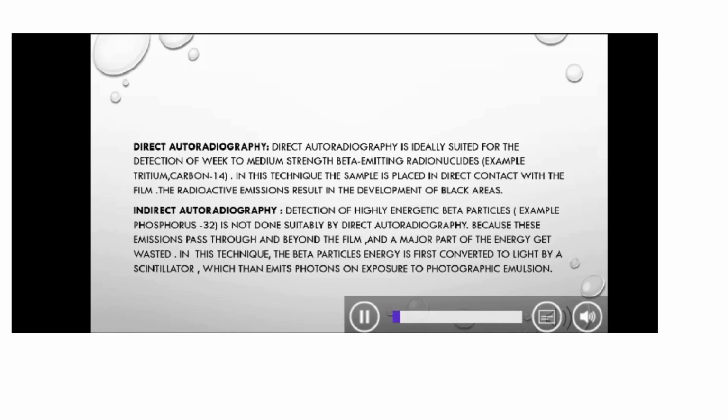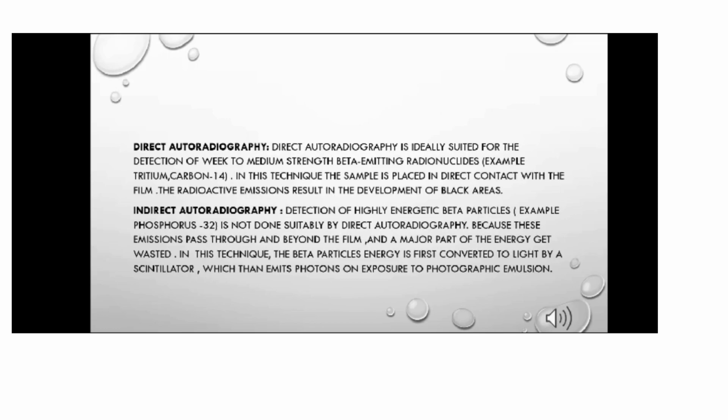Direct autoradiography. Direct autoradiography is suited for the detection of weak to medium strength beta emitting radionuclides, for example tritium and carbon 14. In this technique, the sample is placed in direct contact with the film. The radioactive emission results in the development of black areas.